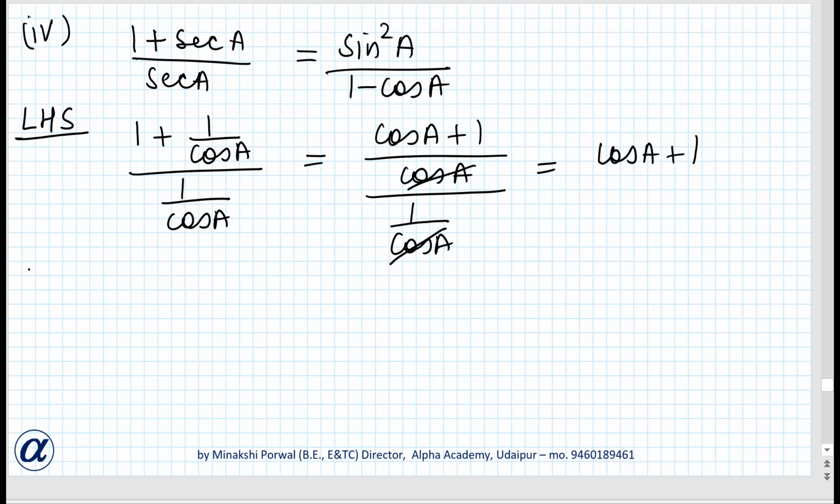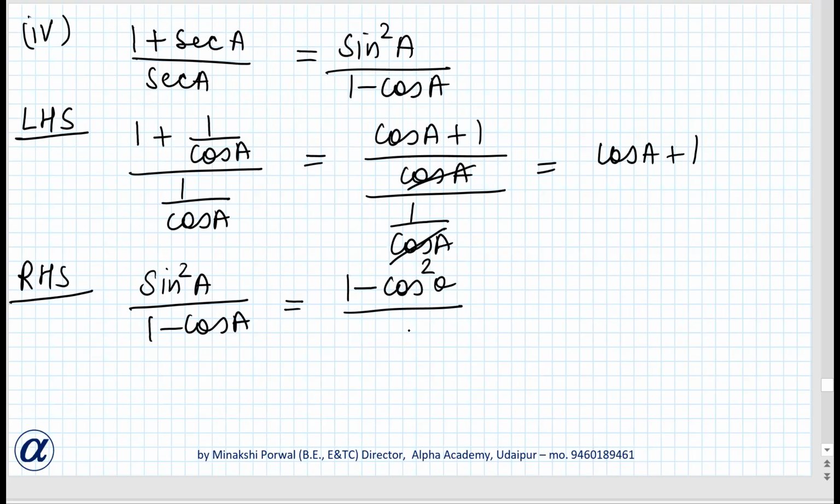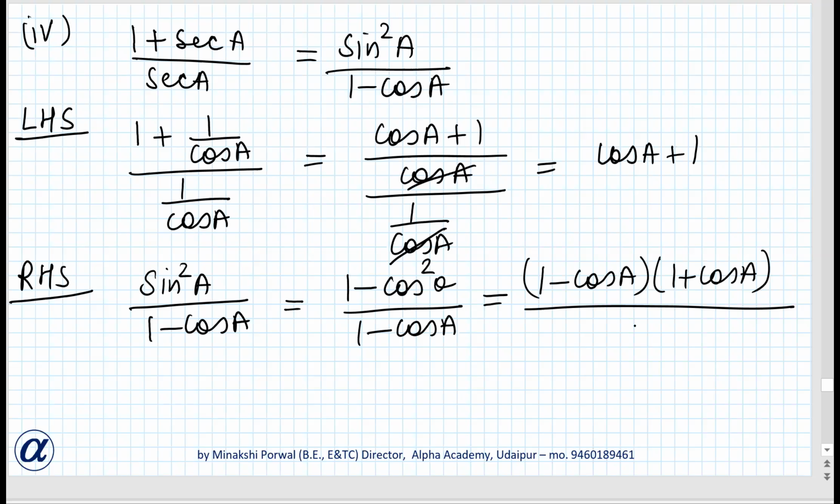Now if I take RHS, sine square a upon 1 minus cos a. Sine square theta, if I write in terms of cos square theta, it is 1 minus cos square theta upon 1 minus cos a. 1 minus cos square theta is 1 minus cos a times 1 plus cos a, upon 1 minus cos a. So this and this term will get cancelled. So it is equal to 1 plus cos a. So LHS equals RHS.